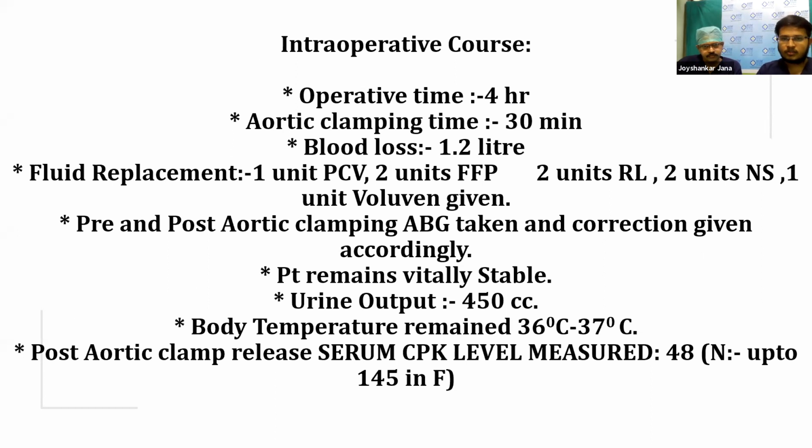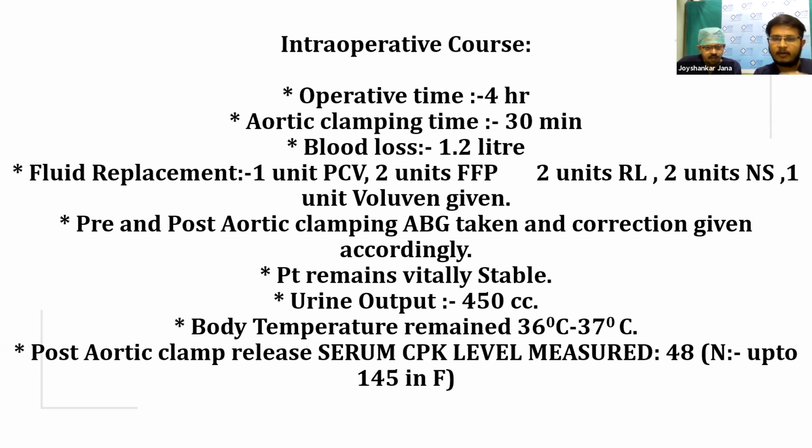In the intraoperative course, the operation ran for 4 hours. The aortic clamping time is just 30 minutes, because there is not much extension of the placenta. The blood loss is 1.2 liters. From that, 940 is the allowable blood loss. So we transfuse 1 PCV and 2 FFP as per the protocol.